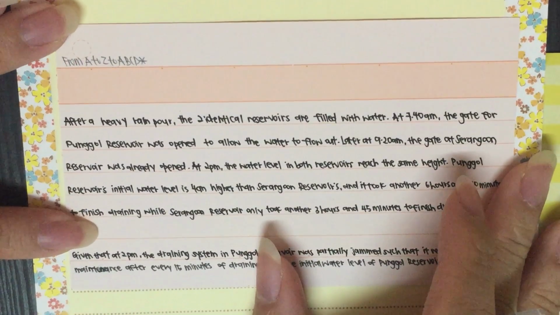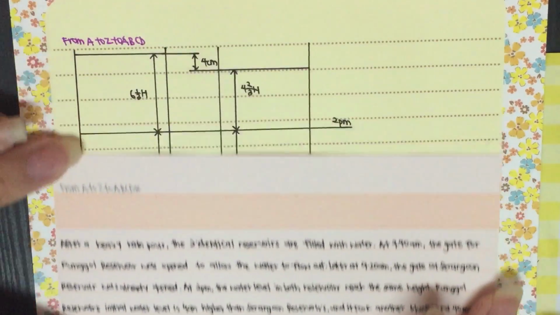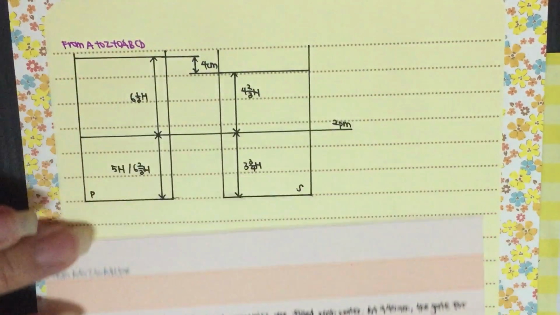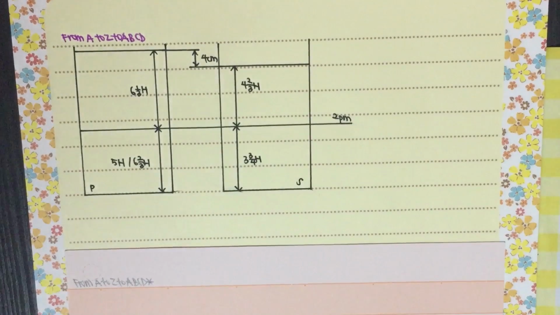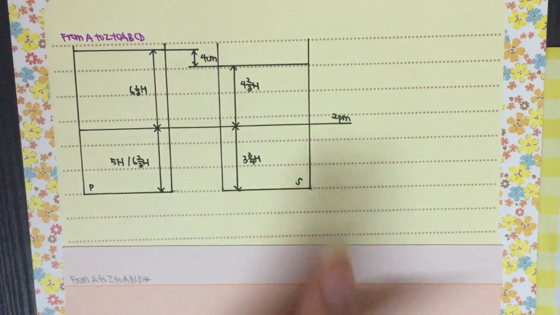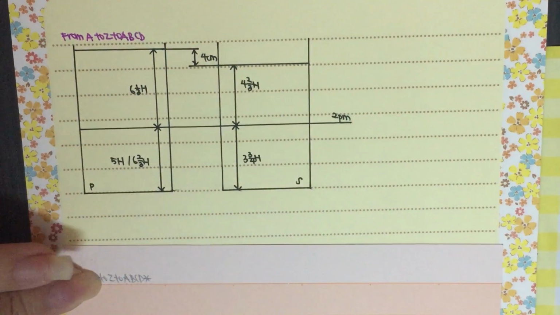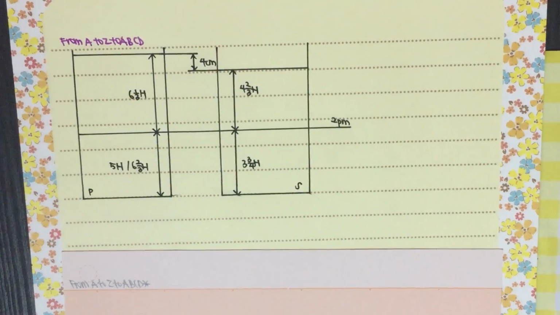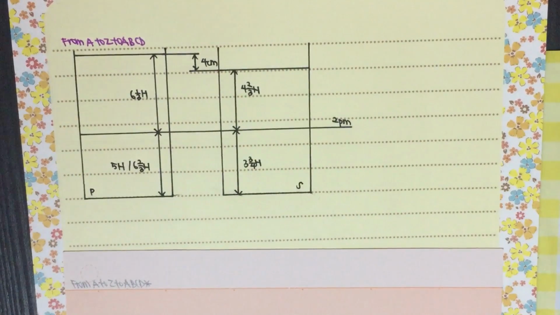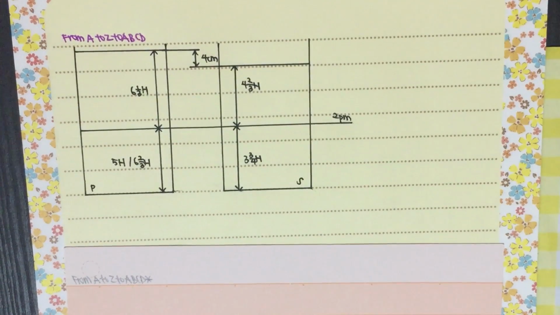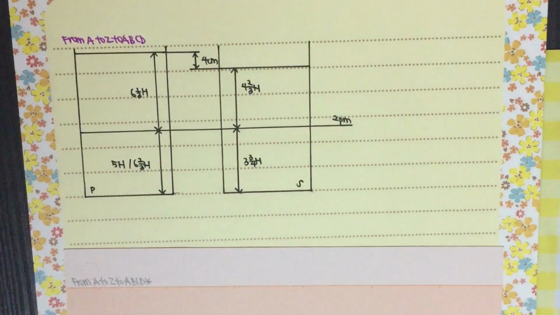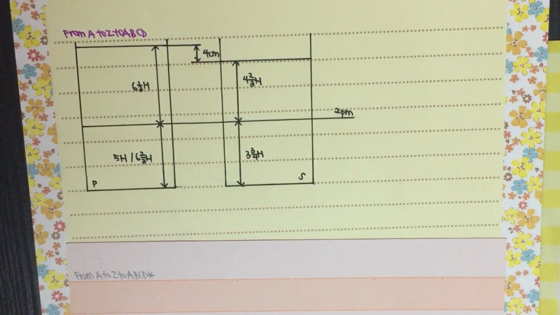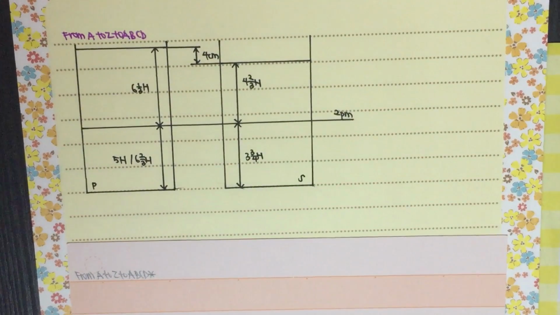Similarly to the previous question, we are going to draw a diagram. So, P and S. Just a side note, Punggol Reservoir and Serangoon Reservoir are not real reservoirs. The real reservoirs are like MacRitchie. Then at 2 p.m., the water levels are the same.